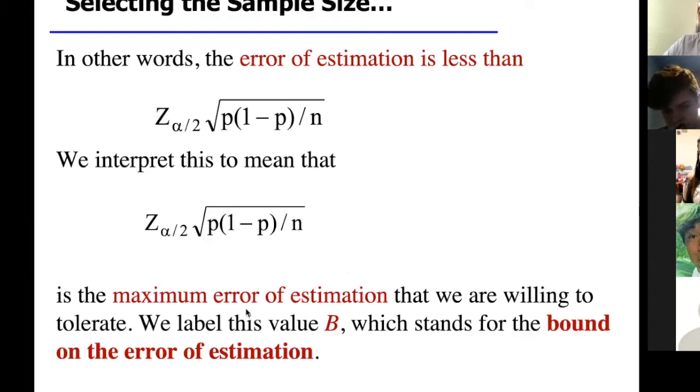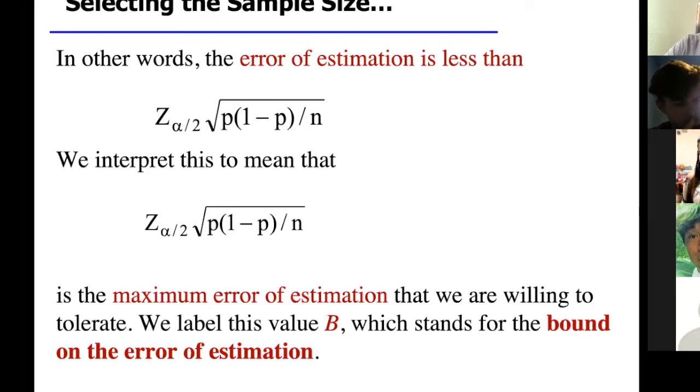So what we can do is just assume this is equal to b. Okay, b is like the bound of the error of estimation, right? The limit, like how far is the limit away from the mean, essentially.